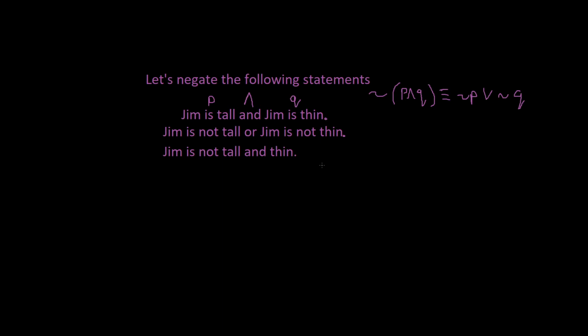But I know you guys have a lot of questions, right? How do we go from Jim is tall and Jim is thin to Jim is not tall or Jim is not thin to Jim is not tall and thin? Well, we know the step that went through here. We used the logical equivalence of De Morgan's law. And now we rephrase it like this, which we're going to explain right now. This is logically equivalent to that.